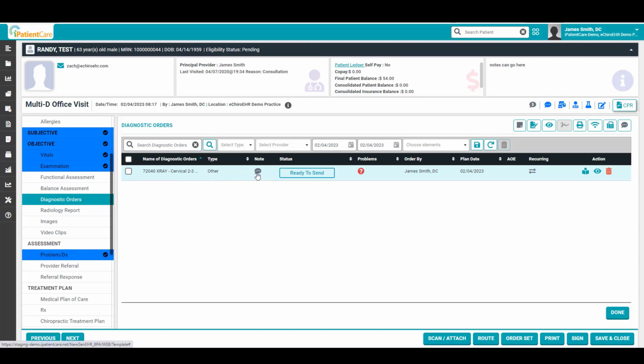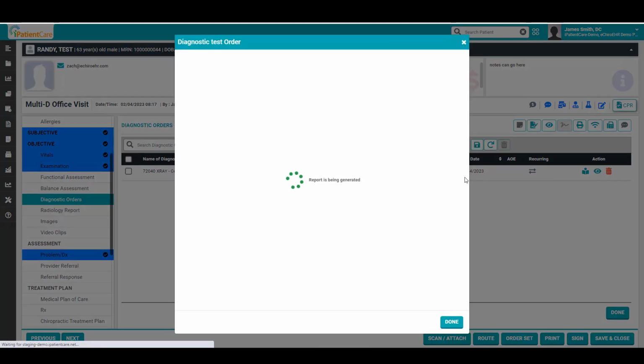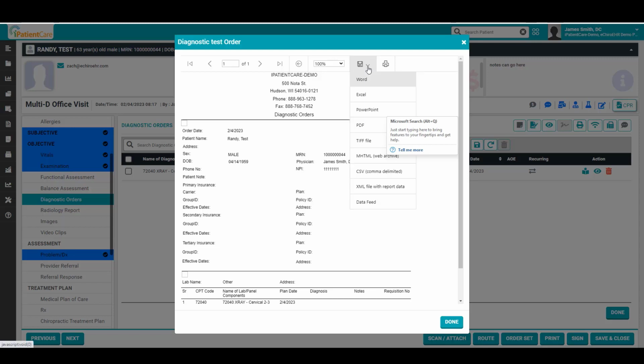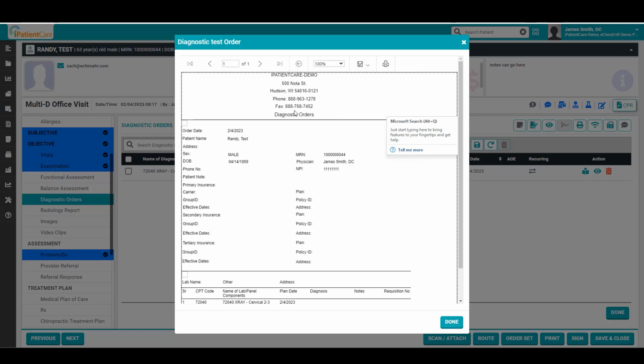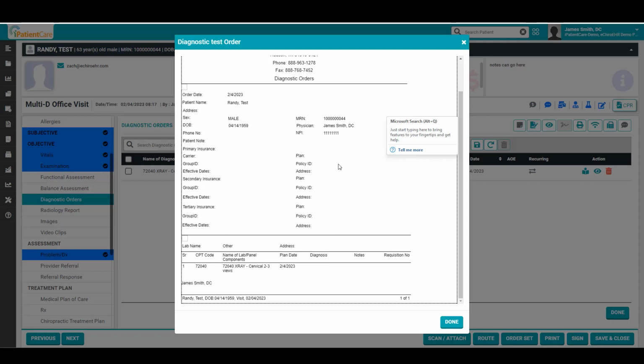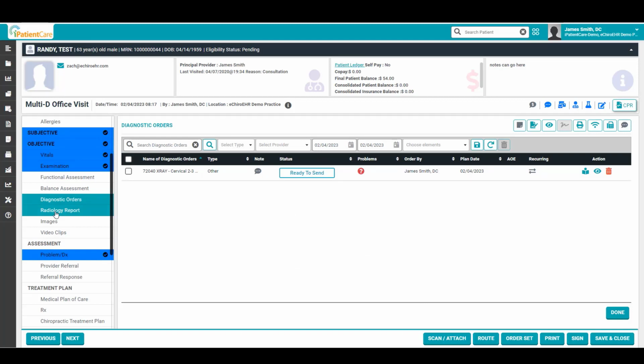Now, if this is a referral for those X-rays to an outside diagnostic lab or X-ray facility, then you can preview that diagnostic order and print it to provide to the patient. And so this can be saved, it can be printed, and you'll see the information of the clinic, the diagnostic order, the patient's name, the referring provider, and the order itself. Next section is the radiology report.